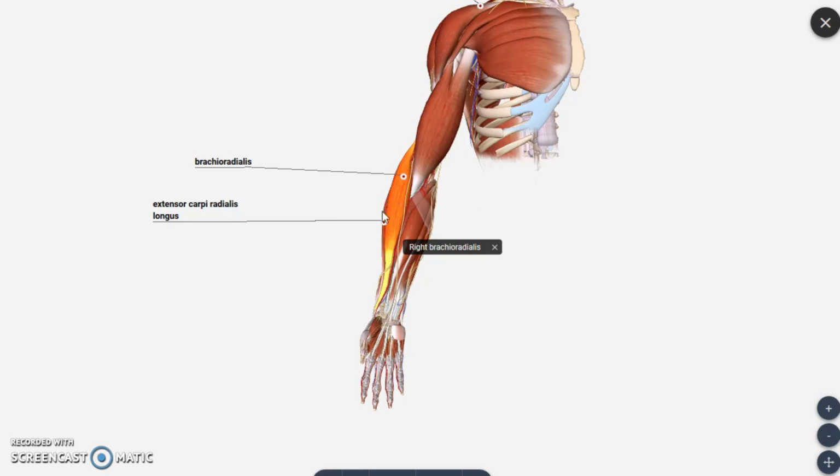Just lateral to this brachioradialis, you can see another muscle. A small part you can make out, and that muscle is extensor carpi radialis longus. So these are the two muscles whose parts you can view in the anterior aspect. The other muscles we are going to see in the posterior view, where the remaining 5 muscles will be seen properly in the posterior aspect.